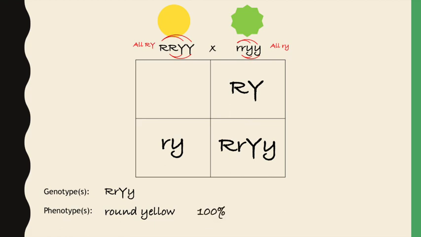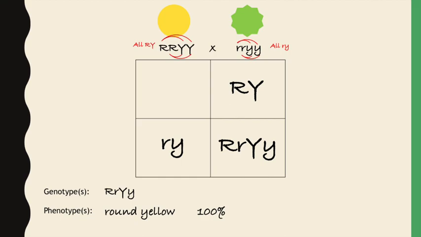Punnett squares provide a visual representation of the possible combinations of alleles and help us predict the inheritance patterns of traits in offspring. They are a valuable tool in understanding genetics and can be used for both monohybrid and dihybrid crosses. Remember, Punnett squares are based on the principles of segregation and independent assortment, which we discussed earlier. By using Punnett squares, we can make predictions about the genetic outcomes of crosses and gain insights into the inheritance of traits.